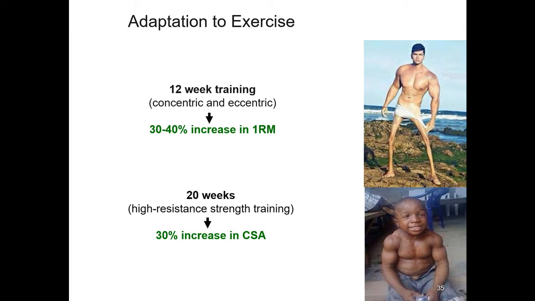One of the most dramatic responses to strength training is muscle hypertrophy. In another study, 20 weeks of high-resistance strength training was shown to result in a 30% increase in muscle cross-sectional area. Since eccentric activations produce greater force per unit of muscle, eccentric training can be more effective in promoting muscle hypertrophy.